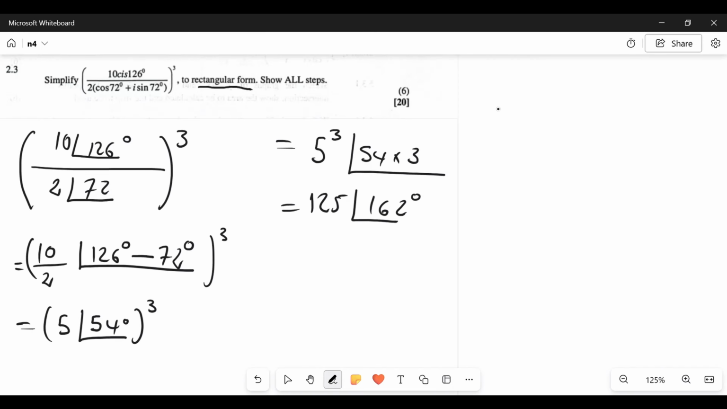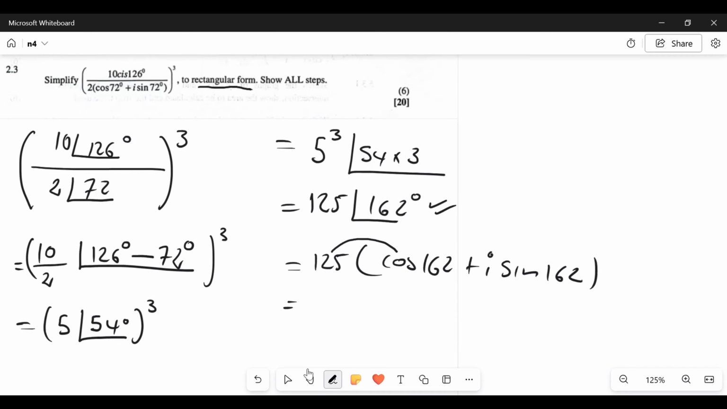If you don't know rectangular form, guys, we have a real number and imaginary number. So in order for us to convert this to rectangular form, we need to use the formula that was used here. So let's go back. Now we're going to have 125, right, multiplied by cos 162 plus imaginary sine 162, right? So what you're going to do here, we're going to multiply throughout with 125.